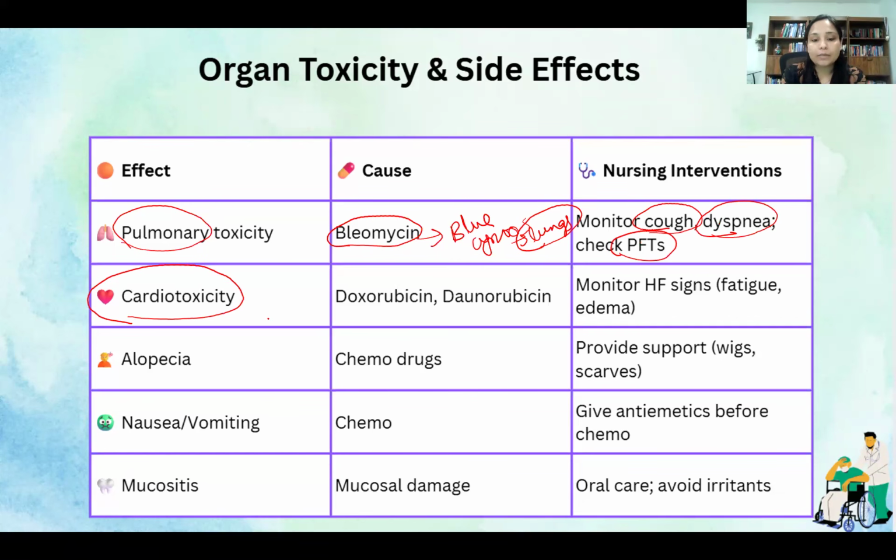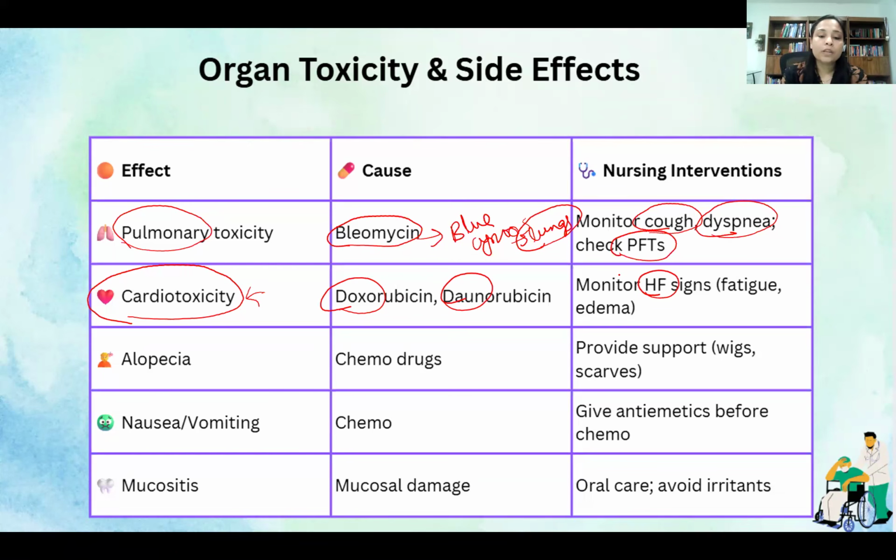Cardiotoxicity: the heart can get damaged. Heart-related side effects you have to remember with doxorubicin and daunorubicin; they cause cardiac toxicity. When a patient is on doxorubicin or daunorubicin, you have to monitor for heart failure signs and symptoms. If a patient comes with lower extremity swelling, fatigue, shortness of breath, or edema all over the body, or maybe specifically in the lower extremities, then you have to think about checking or monitoring the heart.